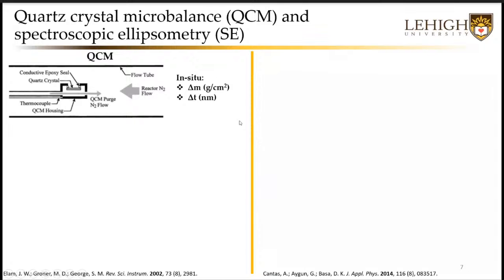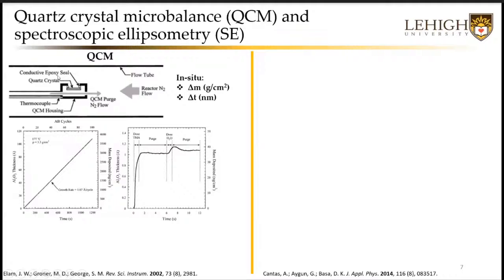You can put this, as you can see in this figure, in your reactor where there is nitrogen flow. While the growth is going on, you have the quartz crystal directly inside the reactor with your samples. There is growth observed on top of the QCM, and that's what you see here. This is from 0 seconds to 1200 seconds. As the time progresses, you see a linear growth behavior. When one of these cycles is zoomed, you can see this.